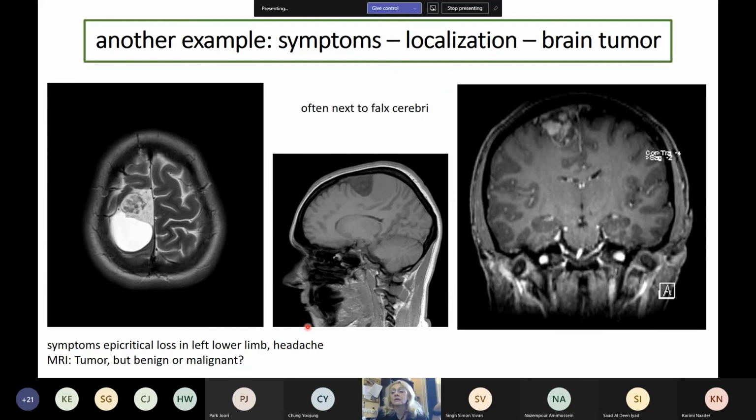So here, this patient had epicritic loss in the left lower limb and a horrible headache. So then after examining, there was an MRI, and here you can see a big tumor. At this point, they didn't know yet whether it was malignant or benign. It partially looks like a meningioma, but partially not, because it has this area.